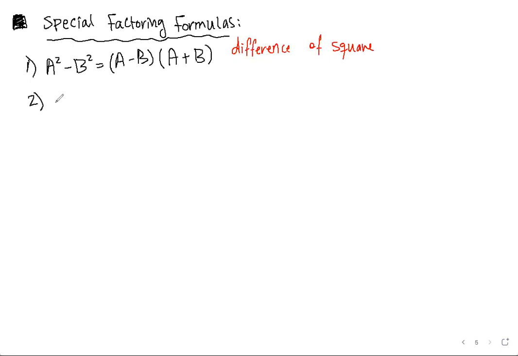The second thing I have to know: a plus b squared equals a squared, the first term squared, plus 2 times the first one times the second one, plus the second one squared. The first term squared plus 2 times the first term and second term, plus the second term squared. This is called the perfect square, if you need a name.